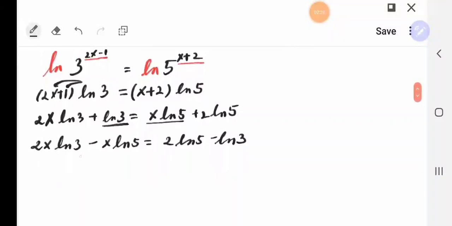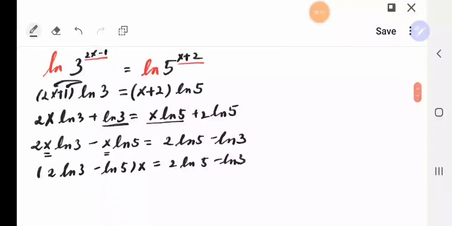Okay, from here, the left-hand side has like terms. So let's combine the like terms. You can write it as 2 ln 3 minus ln 5x, and that is equal to 2 ln 5 minus ln 3.